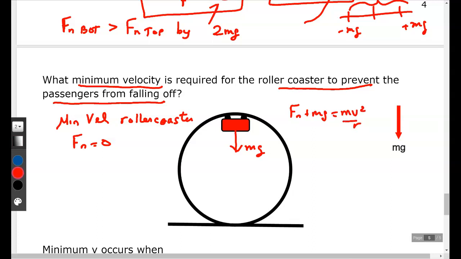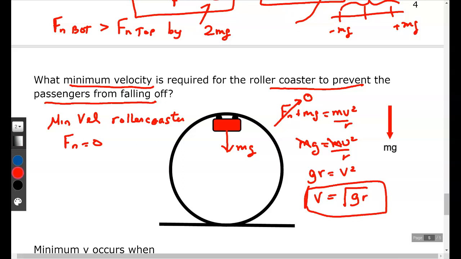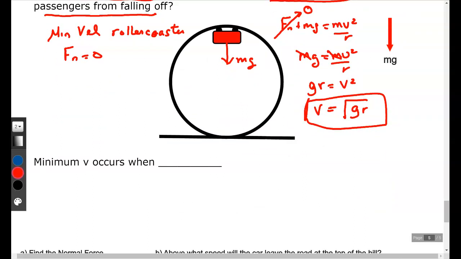That's the general equation. But you're at the minimum velocity when you have no normal force, and mg equals mv squared over r. And just like before, the m's cancel out. We cross multiply. We get gr equals v squared. So at the minimum, you better not go any slower than this, or they're falling off. Radical gr. So always at the minimum, g equals v squared over r. Minimum velocity occurs when v equals radical gr.